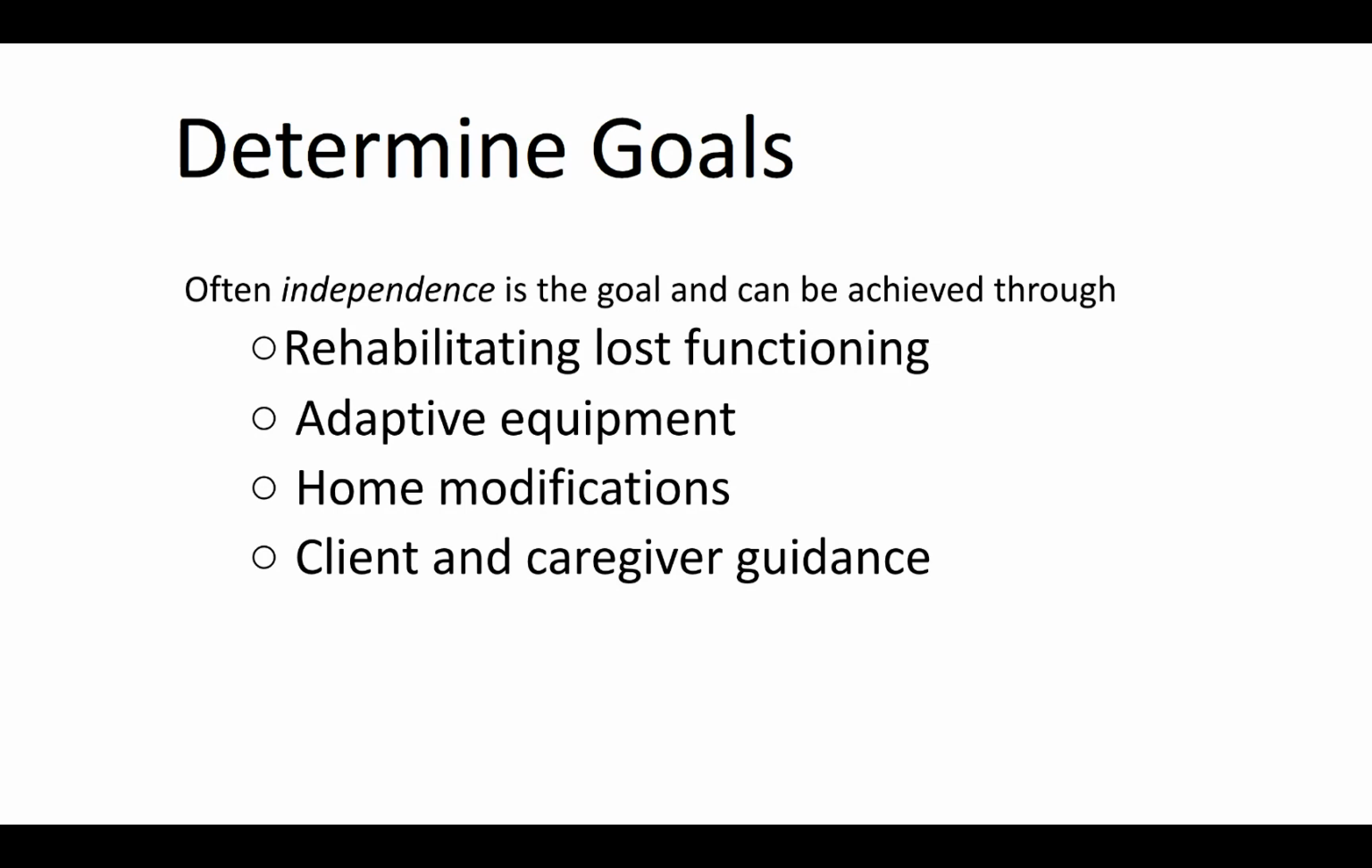And then the last one is client and caregiver guidance. Also think of this as an education. How do we need to educate our clients and educate our caregivers of the clients in order for them to make sure that that client can be as independent as possible and safe while living in the area that they're going to be living in? So these are generally the 4 types of goals that we're talking about. These are also listed in the OTPF.